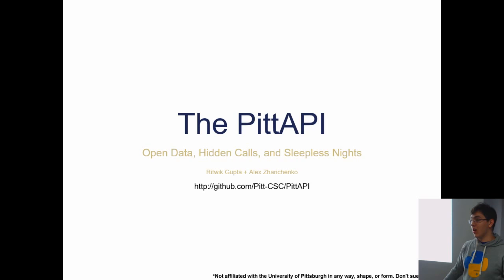So I will be talking about Pitt API. This is an API that's developed by the Pitt Computer Science Club, mostly just to help expose data about Pitt in general, about a lot of different things. You can find it at our GitHub.